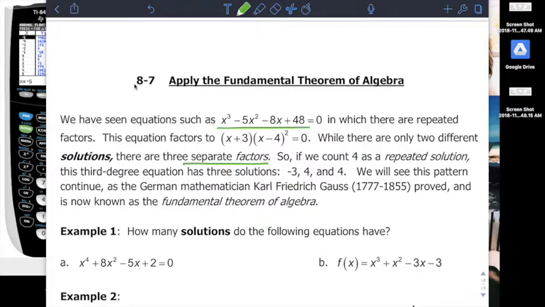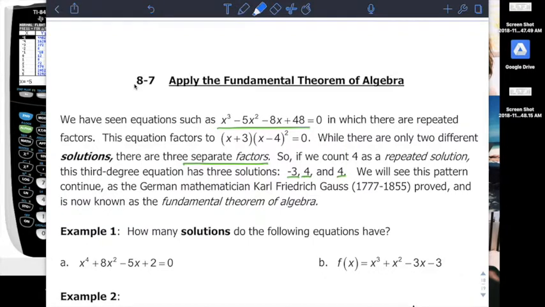So if we count 4 as a repeated solution, for this third degree equation, this third degree equation will have three solutions. We'll say it has -3, 4, and 4 as solutions. And then we'll see this pattern continue. And then as the German mathematician Carl Friedrich Gauss, I guess, he proved that this happens every time, and it is known as the fundamental theorem of algebra.